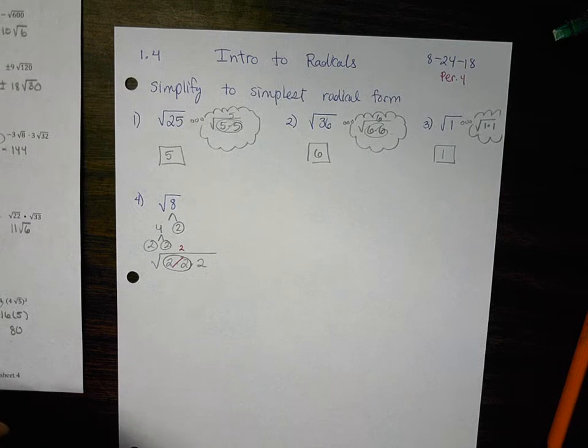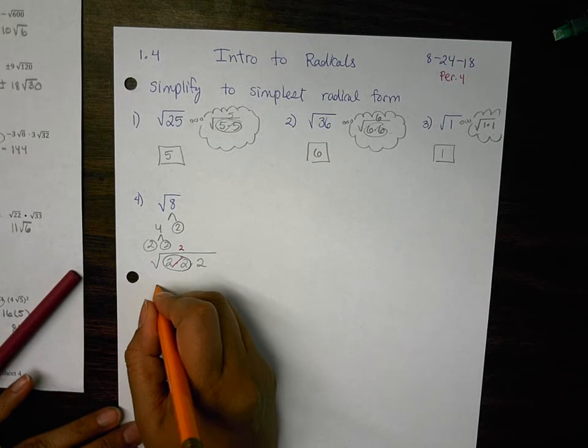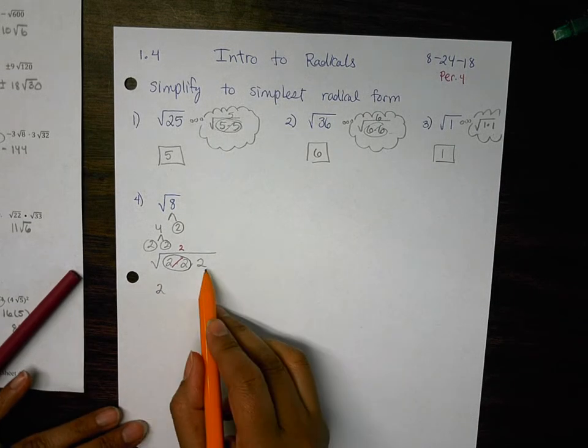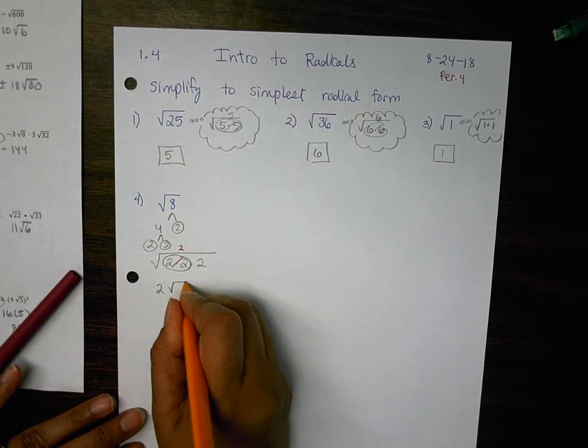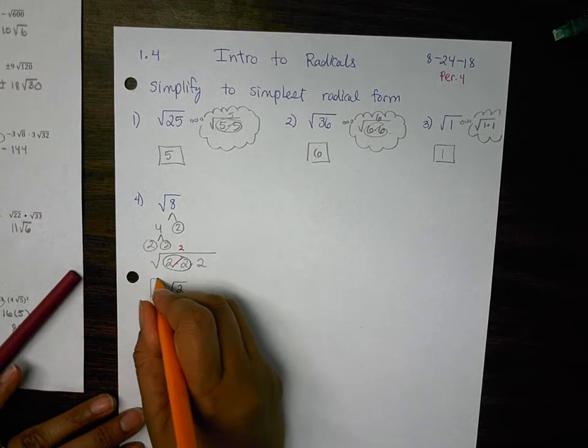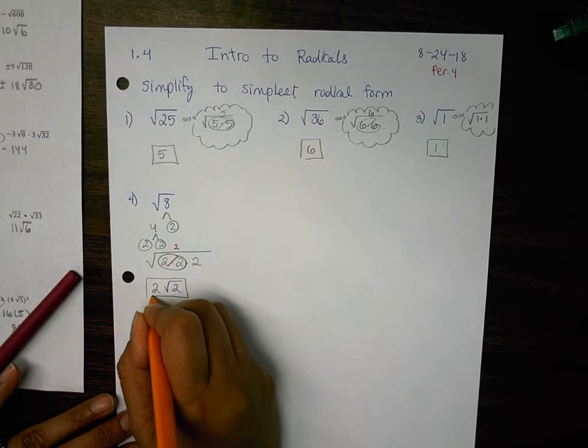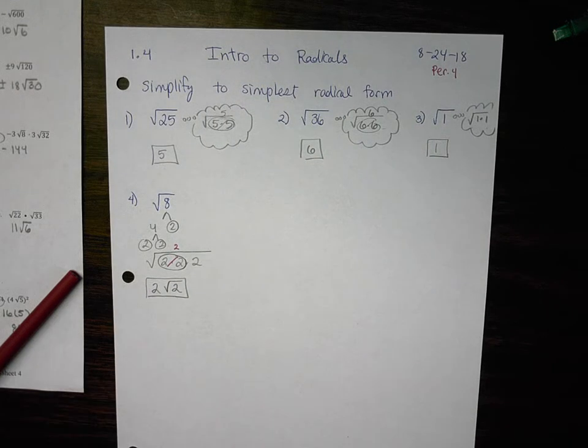And since it came out, it's outside the radical. So it looks like this. Does this guy have a pair? It does not, so it stays inside as just the 2, and this is your final answer: 2 root 2, or 2 square root 2. What the heck? Okay, we're going to get more practice.